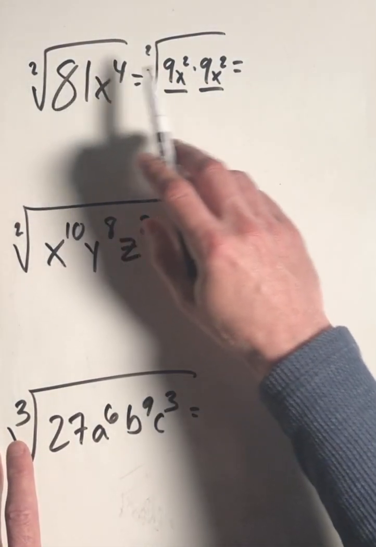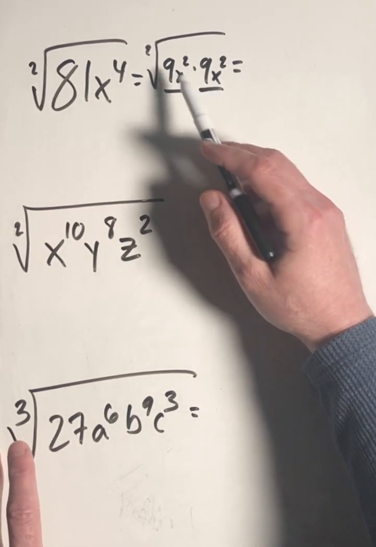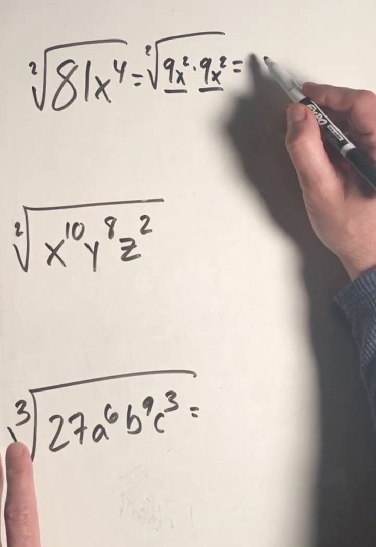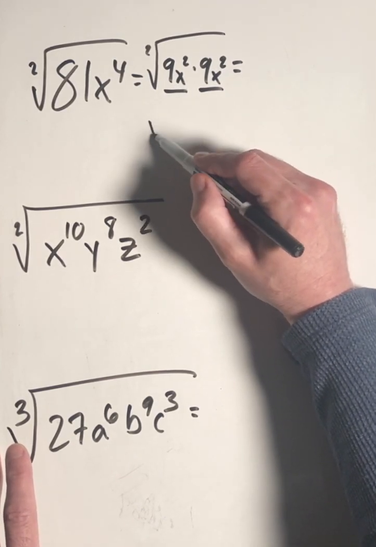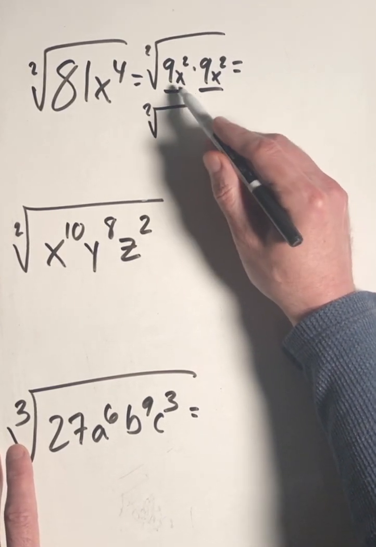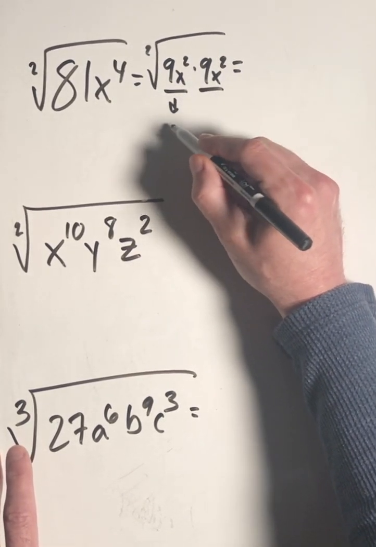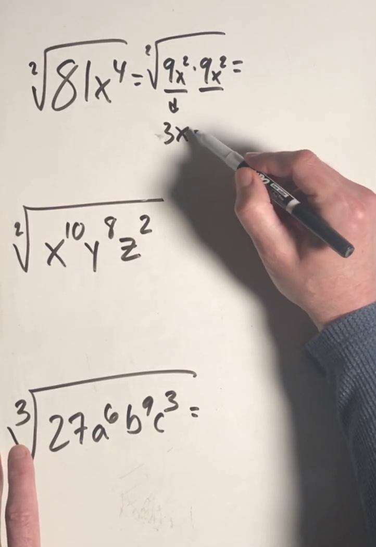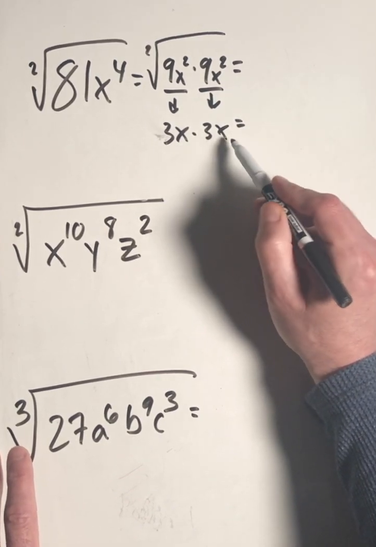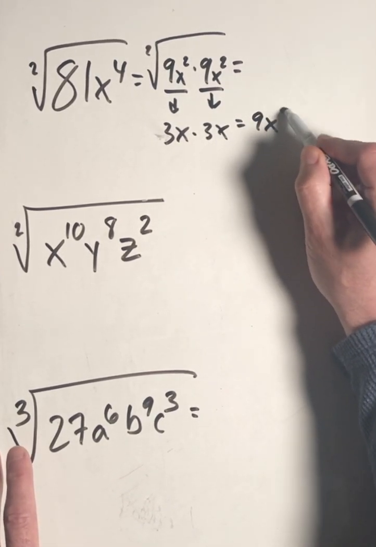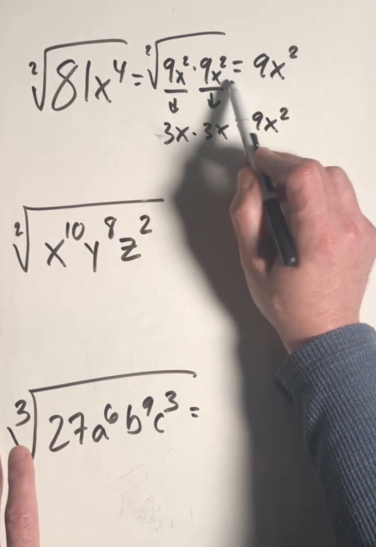Again, 9 times 9 is 81. X squared times x squared gets you x to the 4th. So the square root of 9x squared would be 3x. Right? If we wanted to look at that this way, the square root of 9x squared would be 3x. So when we take 3x times 3x, we get 9x squared, which is again the repeated factor that's underneath here.